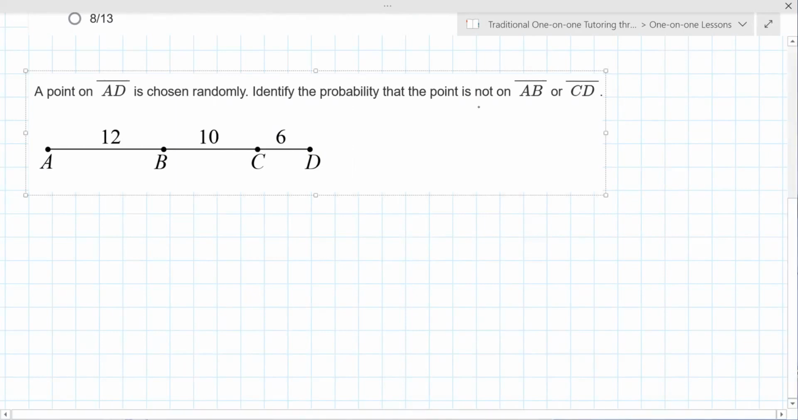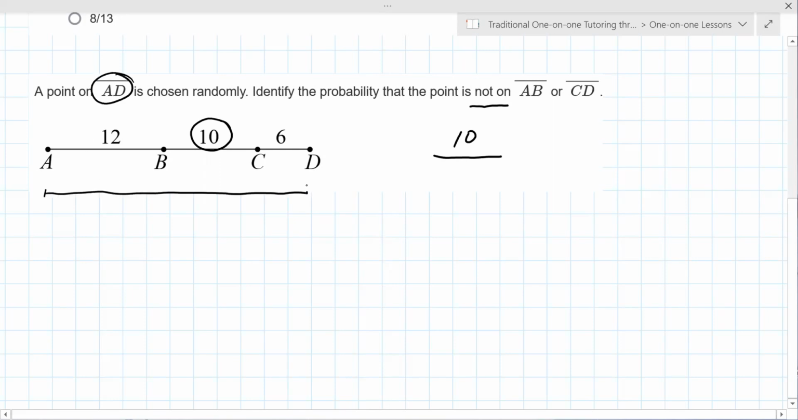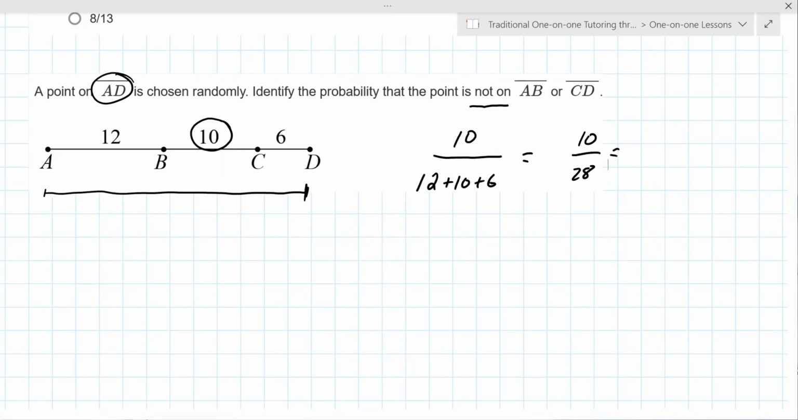Actually, I take that back. It does say not on AB or CD. So AB and CD are here, so it's the 10 that you care about. So it'd be 10 and then 8/18. But then I can reduce that. No, AD, AD, AD. Oh, 28. Okay, so what does this reduce to? That reduces to 5/14. Okay, good.